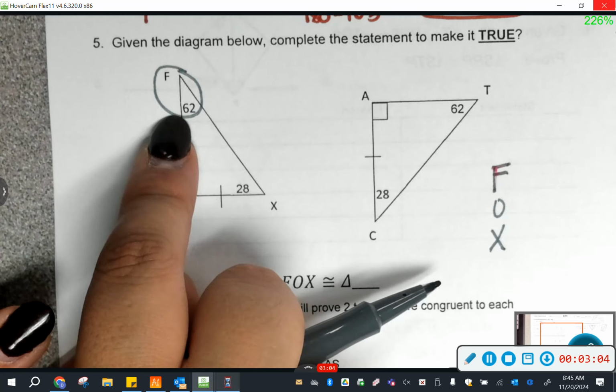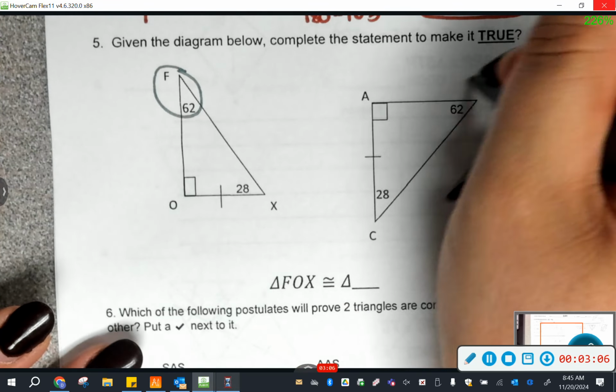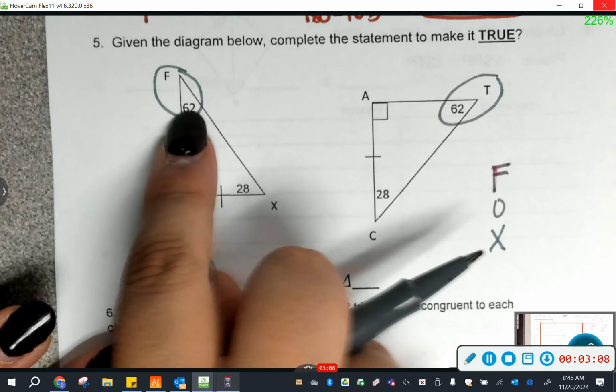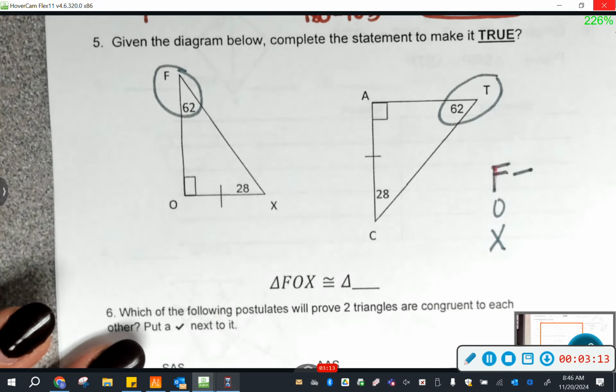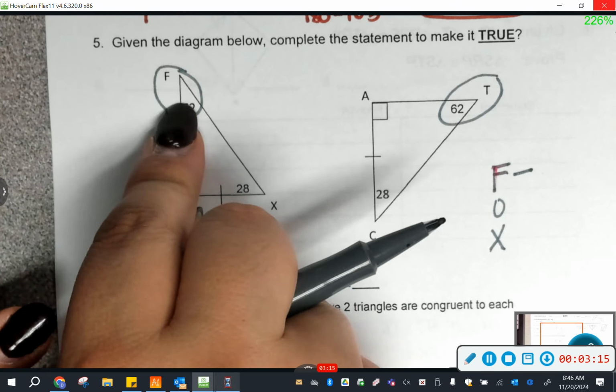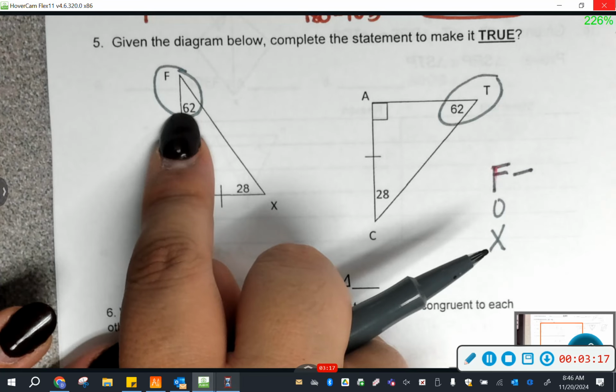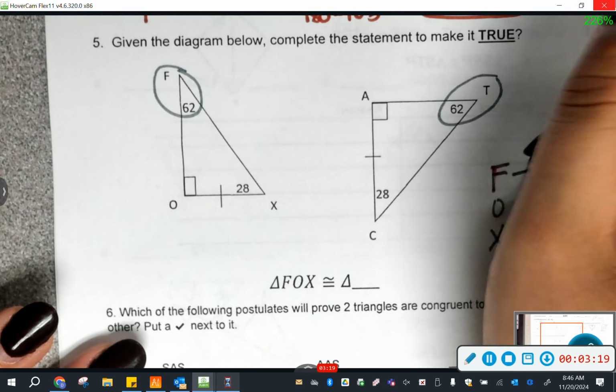It's T. Why does F go with T? Oh, because it's equal to the number. You have to pay attention to the numbers. That's why I draw the chart. Don't just try to make words. F is 62. What does F go with?